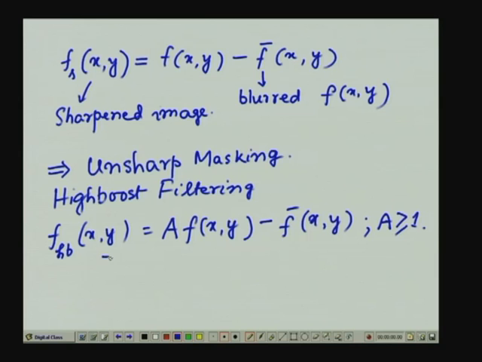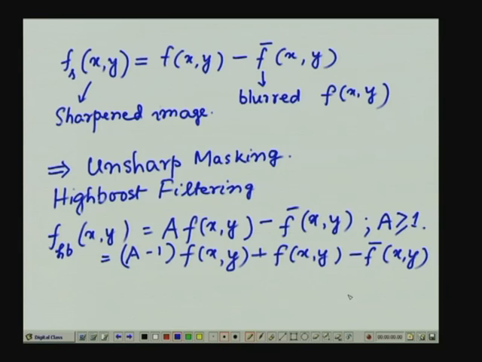Now, I can rewrite this particular expression. I can rewrite this in the form (a minus 1) f(x,y) plus f(x,y) minus f_bar(x,y). Now, this f(x,y) minus f_bar(x,y), this is nothing but the sharpened image f_s(x,y). So, the expression that I finally get for high boost filtering is f_hb(x,y) is equal to (a minus 1) f(x,y) plus f_s(x,y).